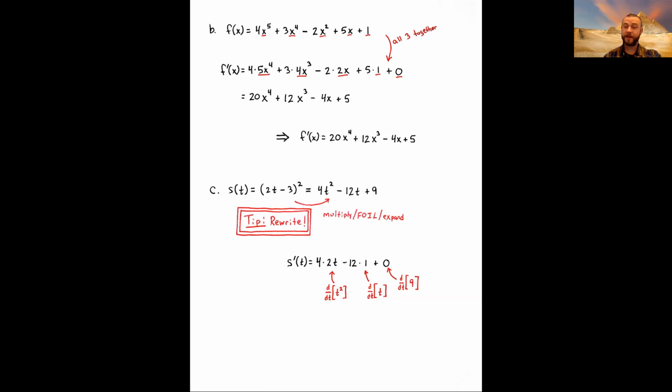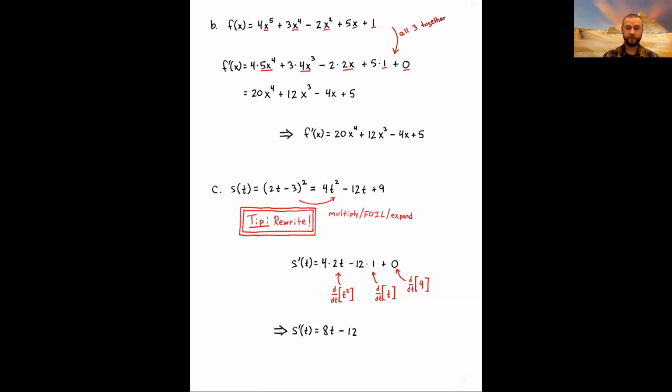Okay, so if we differentiate the expanded version here, 4t squared minus 12t plus 9, it's pretty effortless to calculate the derivative with our 3 basic rules. Differentiating term by term, the derivative of t squared is 2t, the derivative of t, like x, is 1, and then the derivative of 9, a constant, would be 0. And we just clean that up and we get our derivative here as 8t minus 12.